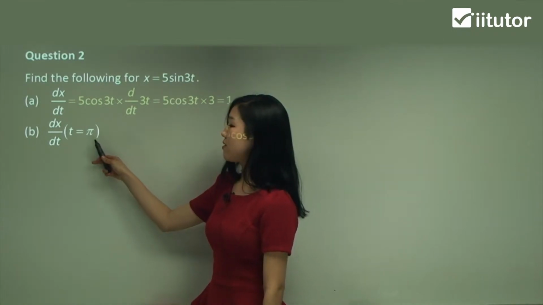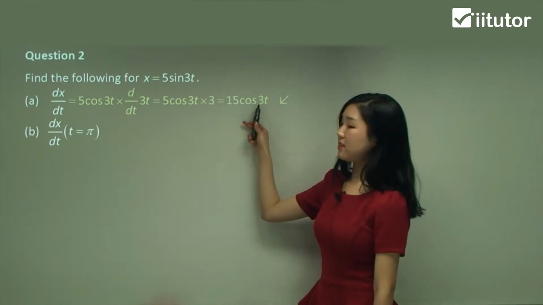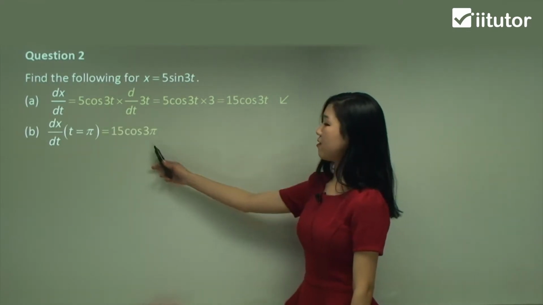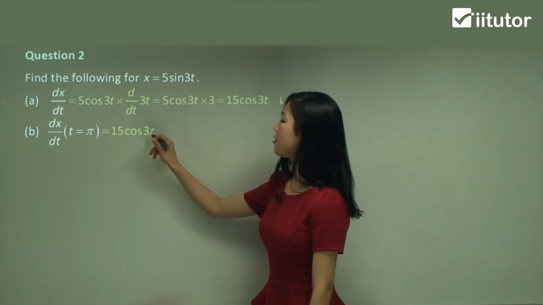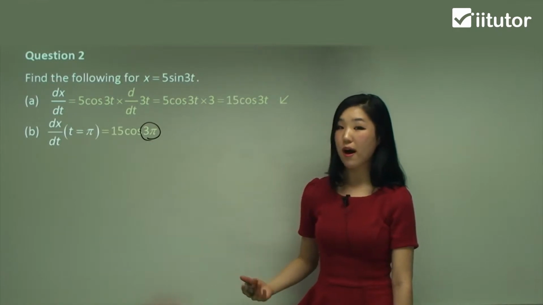So all we need to do is simply sub in pi, or t equals pi, into this expression that we just found in part A. So put pi into there, just like that. And remember guys, you know that 3 pi, you know a revolution of cos is 2 pi, isn't it?